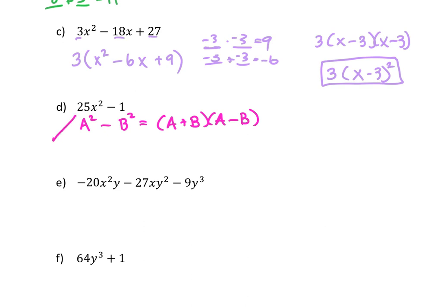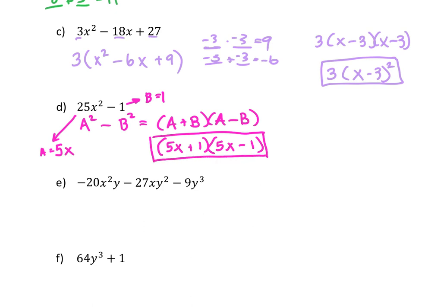So I figure out what my a is, the square root of 25x squared. You have to think, what squared is 25? 5. What squared is x squared? That's x. So there's my a. On my b, I don't worry about the negative, and I just think about what squared is 1. That's 1. So when we use the formula, we have our a, which is 5x plus 1, and then a, which is 5x minus our b, which is minus 1. And there is the factorization using the difference of the squares.